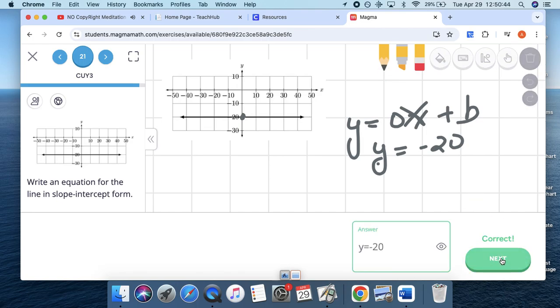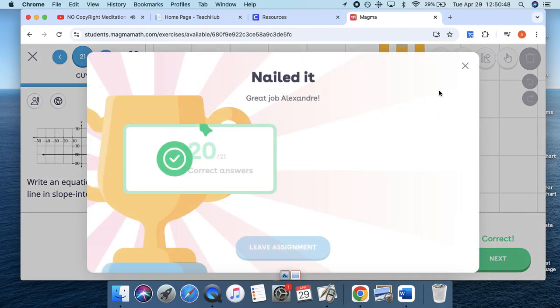And, oh, look at that. It did accept. Wonder what happened. Great.